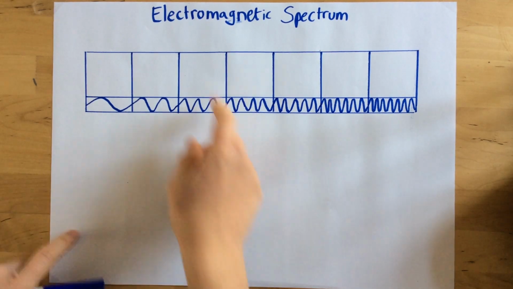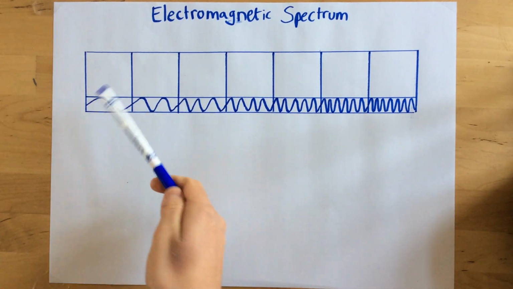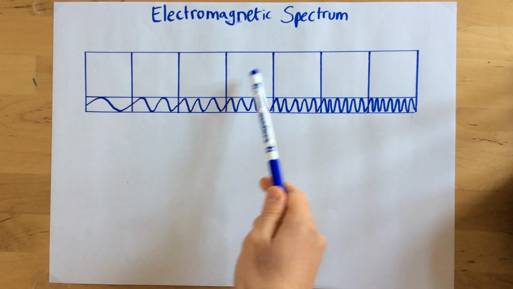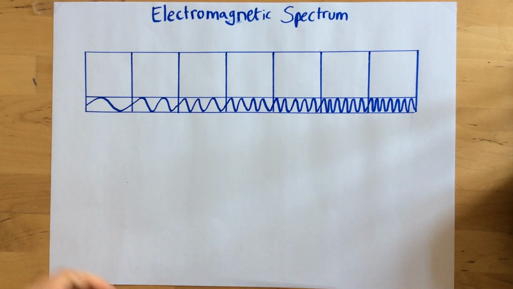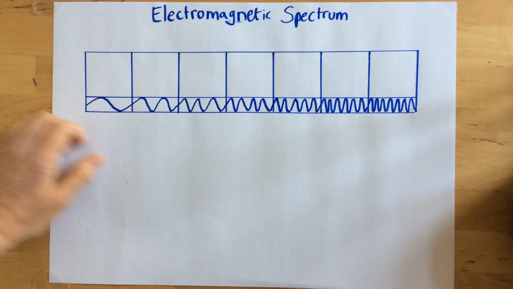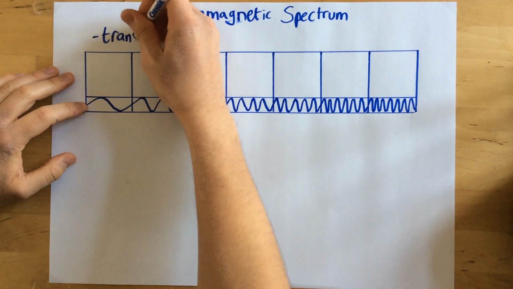Okay, today I'm going to talk to you about the electromagnetic spectrum. I'm going to introduce you to the concept of the spectrum, and we're going to have a look at the 7 different parts of the electromagnetic spectrum. Okay, so first of all, the electromagnetic spectrum is just made up of transverse waves.